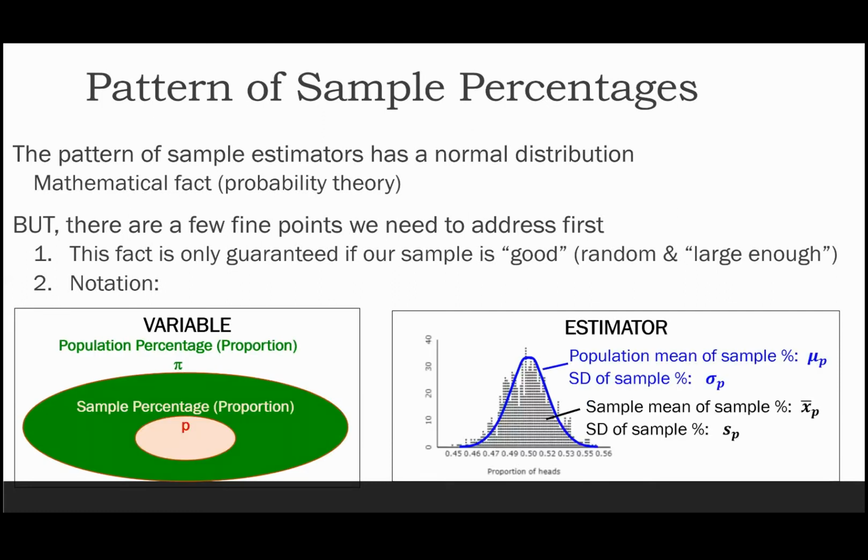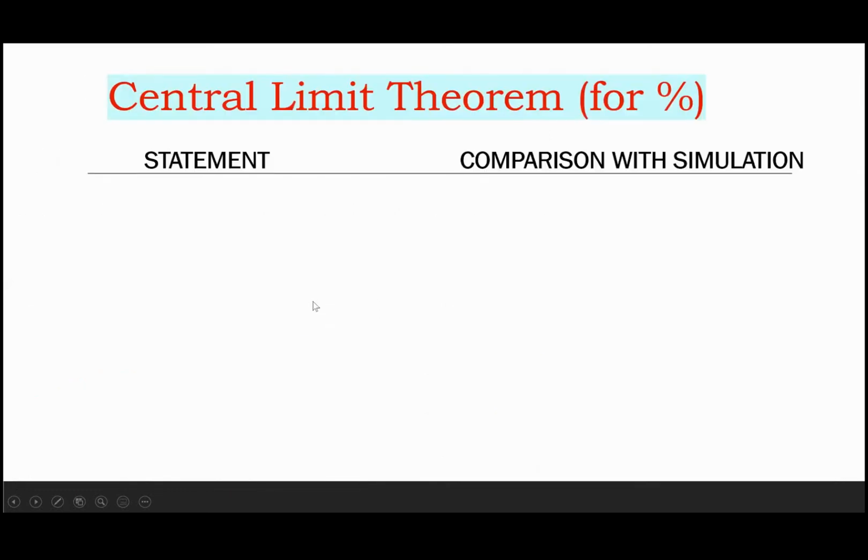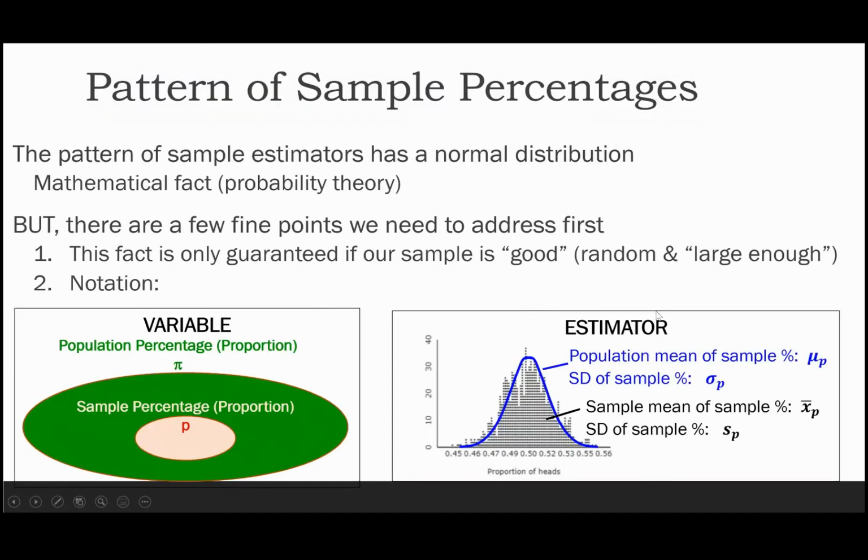Here's some notation I'm going to let you read. The book doesn't necessarily use this. Sometimes it does, sometimes it doesn't, but you should understand that the variable in the population, if I look at all the values in the population percentage, is called pi. The sample percentage is normally denoted by p. Sometimes the book uses p when it should be using pi, but it'll be obvious from the context. Now, this is the variable. What we're interested in is the estimator, the sample percentage.